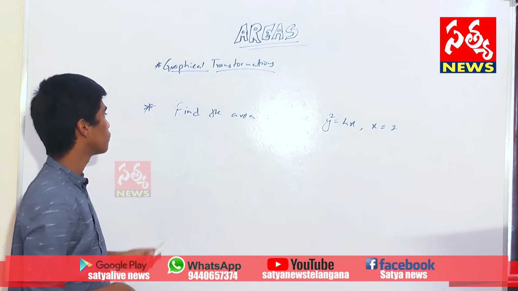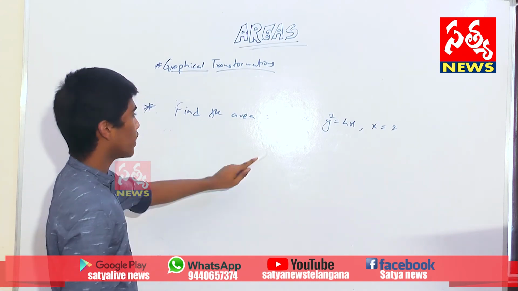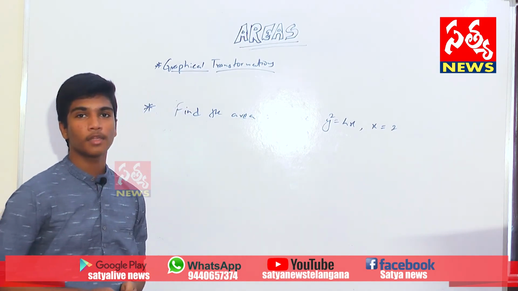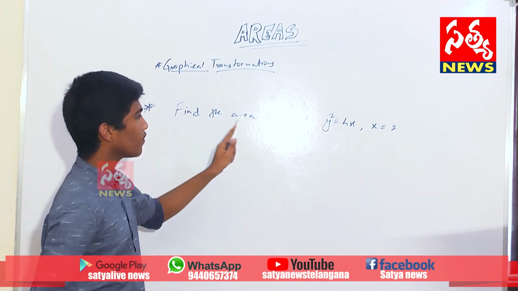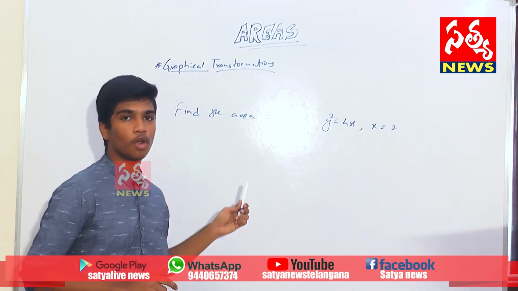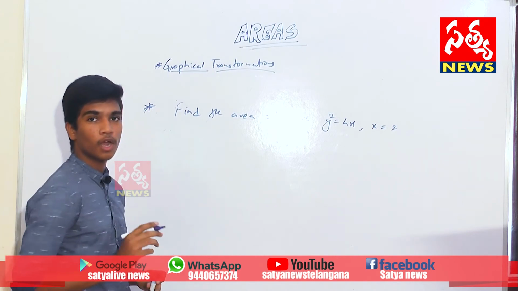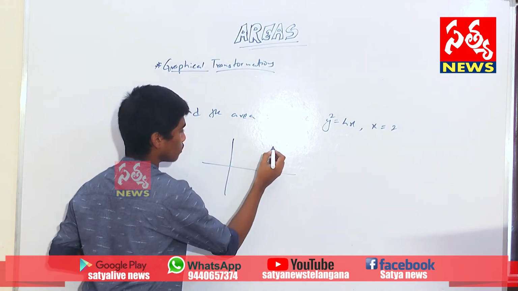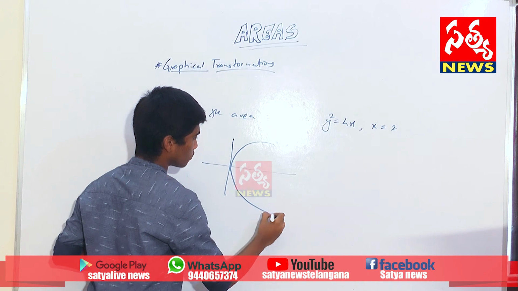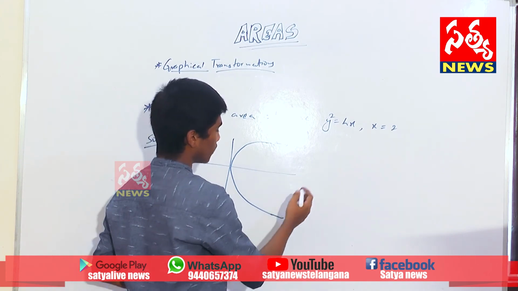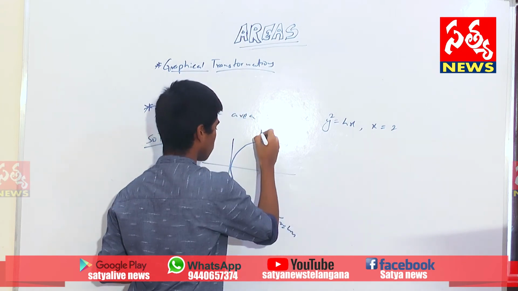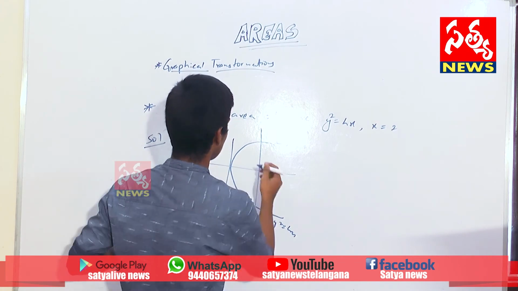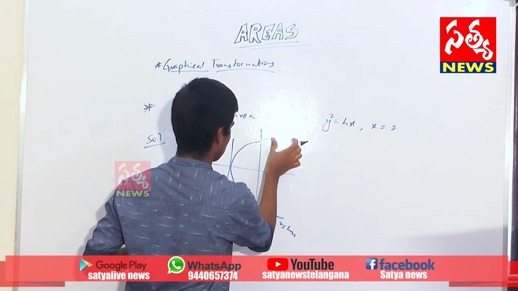Let's do this problem now. See, this is a problem. Find the area of the curve y square equals 4x, x equal to 2. Please remember that for every area finding problem, you have to draw the graph. Without graph, you can't do that problem. See, first of all, draw the graph. This is the curve of y square equals 4x. And let it be x equal to 2 graph. These two are symmetric.